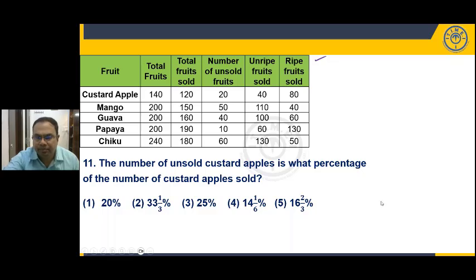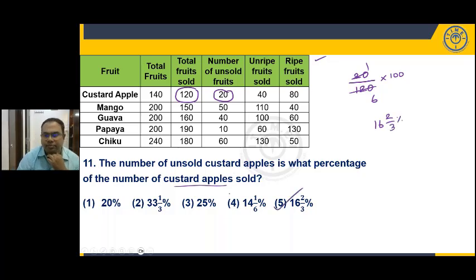Correct answer, Surya. Sampath, correct answer. Let us discuss more. Number of unsold custard apples. Custard apples unsold 20. What percentage of custard apples sold? How many custard apples sold? 120. Simple question. Now 20 is what percentage of 120? 20 by 120 into 100, 1 upon 6. 16 2 by 3%. Option 5.